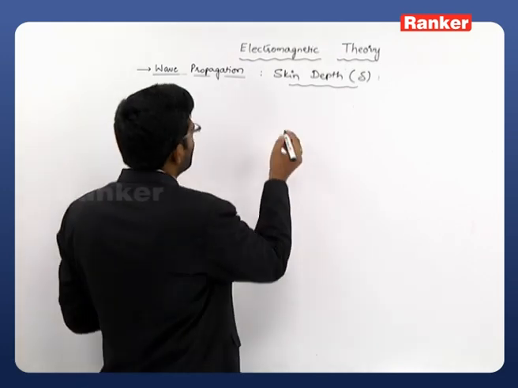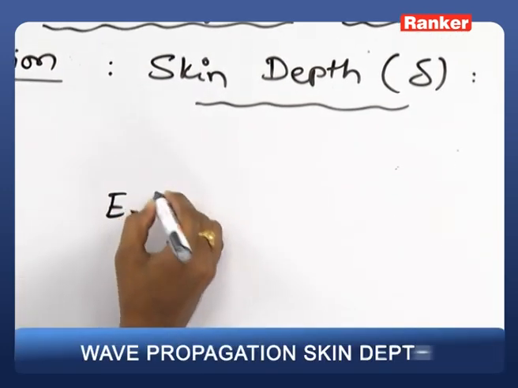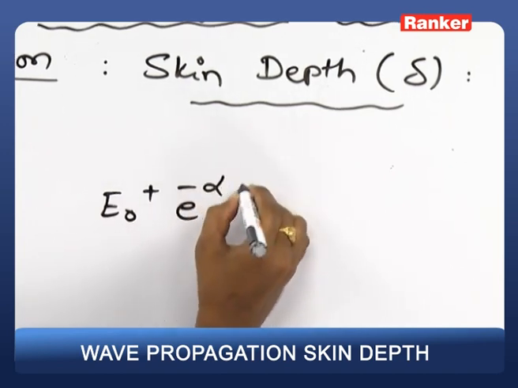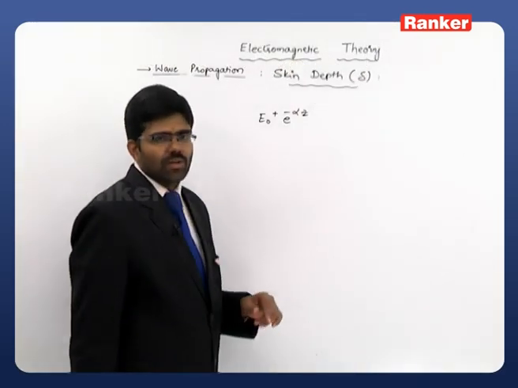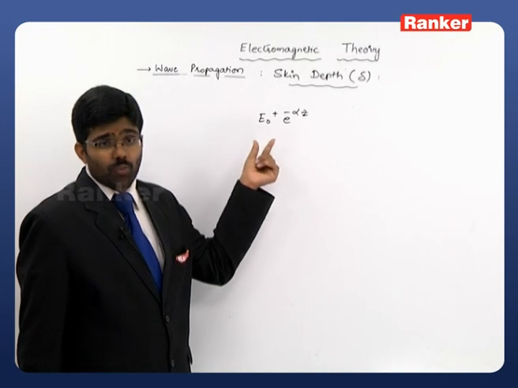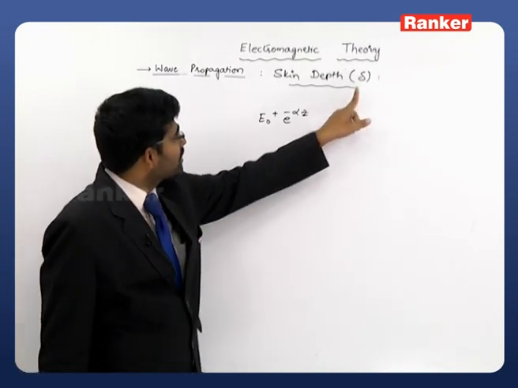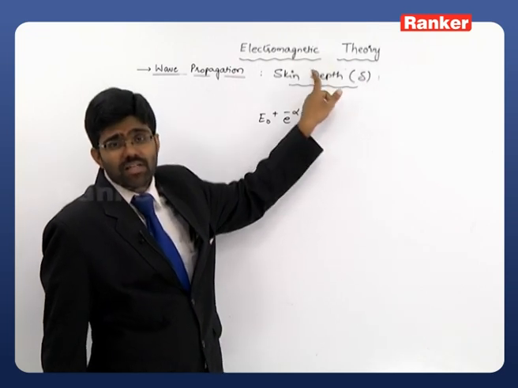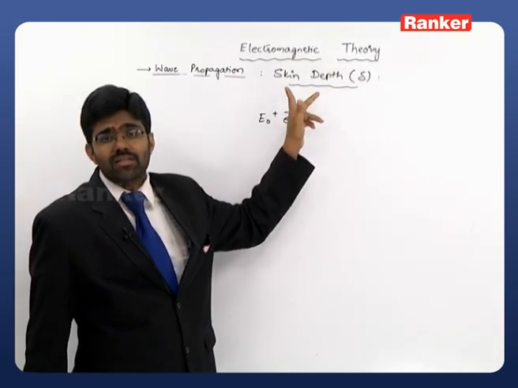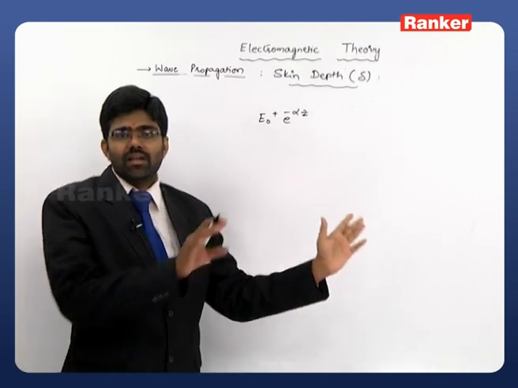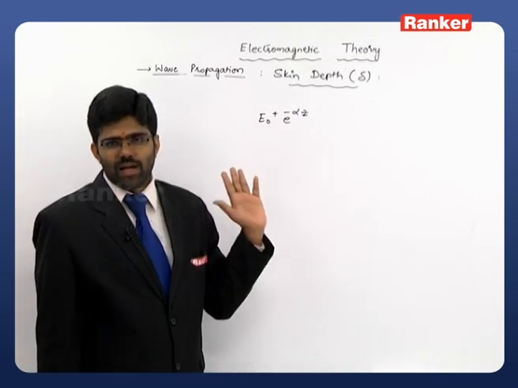What is the amplitude parameter of the wave? That is E0+ e^(-αz). That is only the amplitude parameter of the wave. So what happens to this amplitude parameter after traveling a distance delta? Skin depth is delta. After traveling a distance of delta, it attains e^(-1) times its initial value, right?